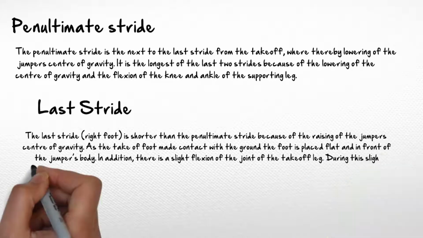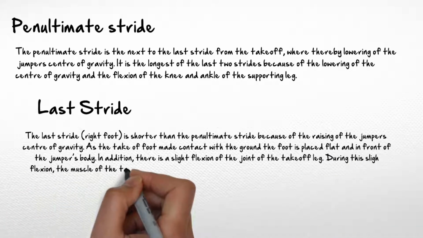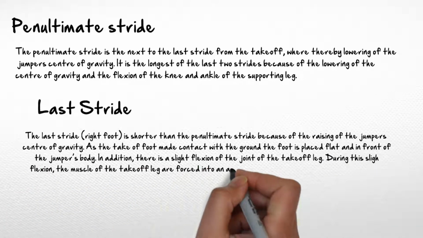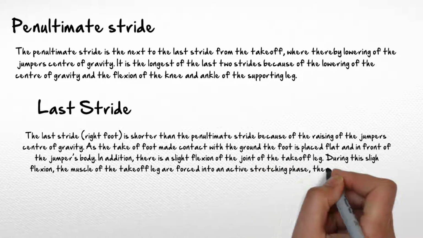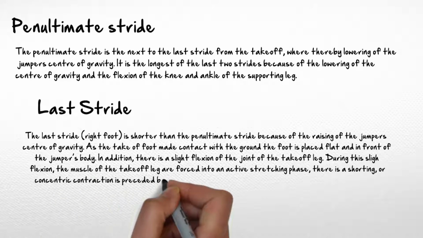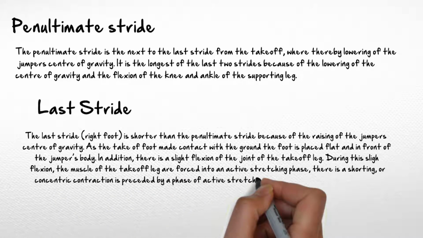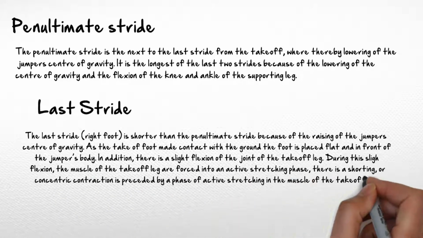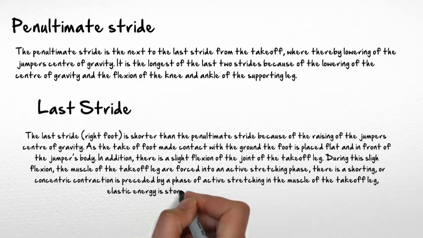During this slight flexion, the muscles of the takeoff leg are forced into an active stretching phase. The shortening, or concentric contraction, is preceded by the phase of active stretching in the muscles of the takeoff leg. Elastic energy is stored and the takeoff leg is loaded up.